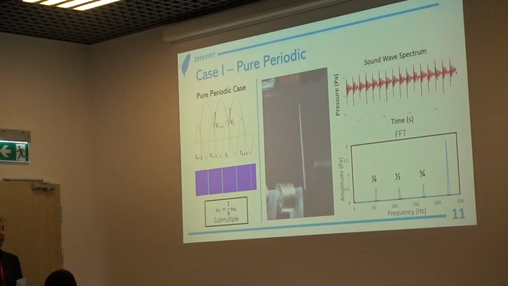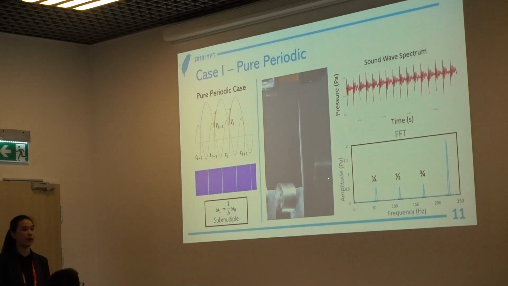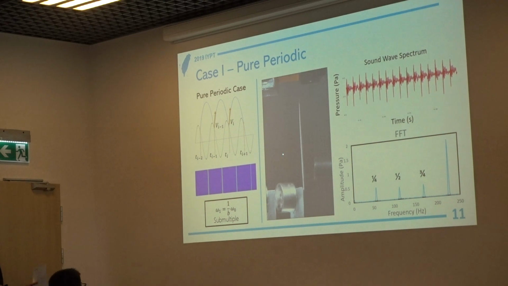For example, if every 4 times the tuning fork oscillates the paper hits it once, we will see an undertone frequency of 1/4, and the 2/4 and 3/4 might be overtones of the undertone.